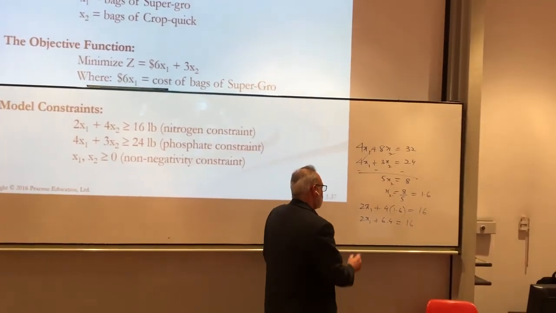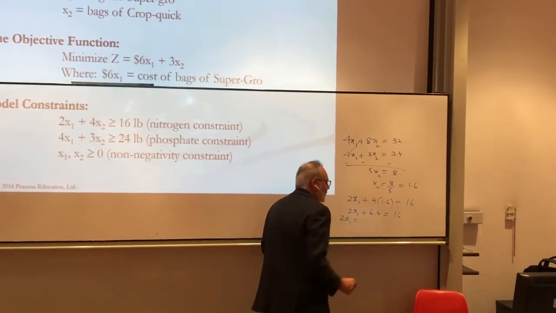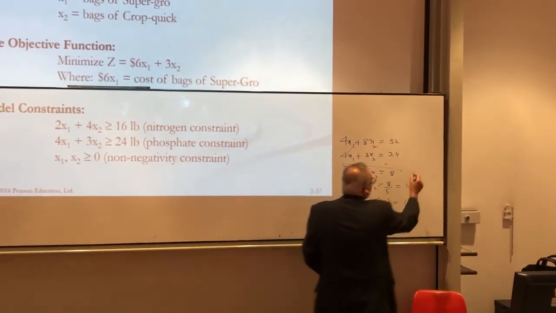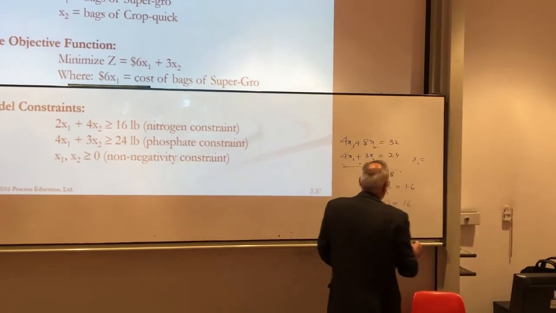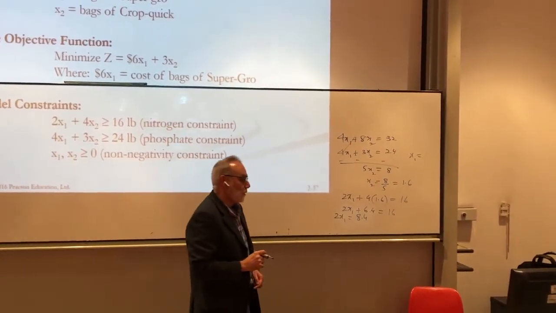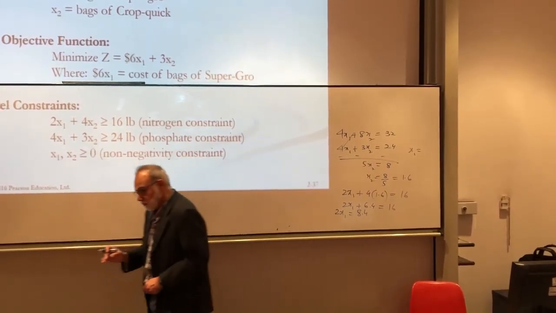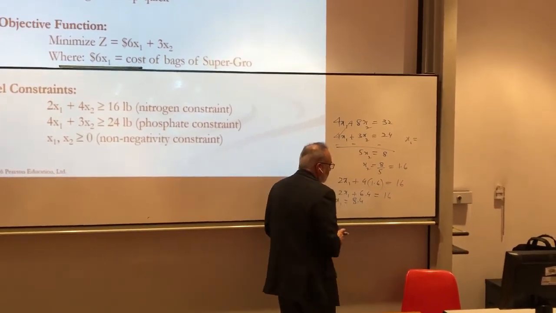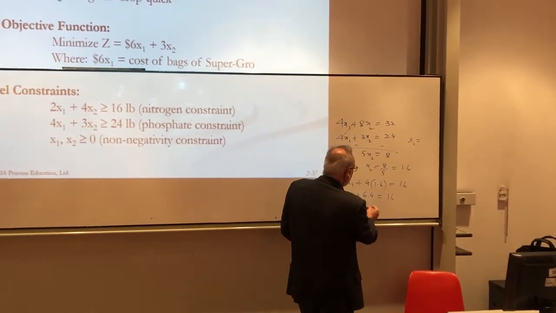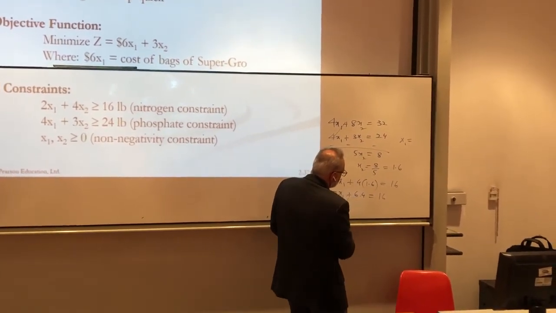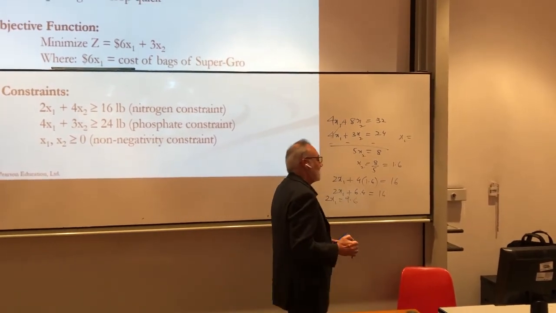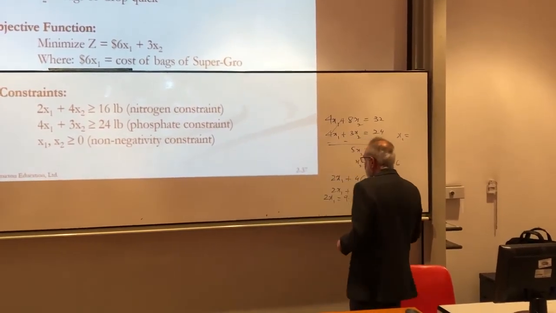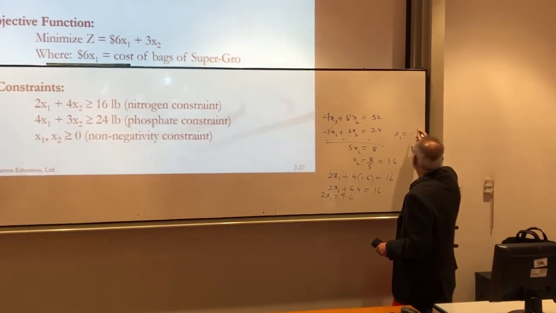Then 16 minus 6.4 is 9.6, so 2x1 is equal to 9.6. Yeah, 9.6. 9.6 divided by 2 is 4.8.